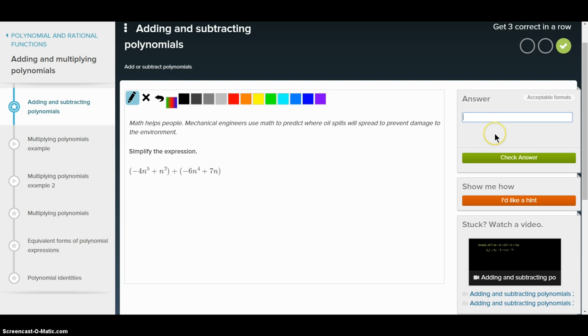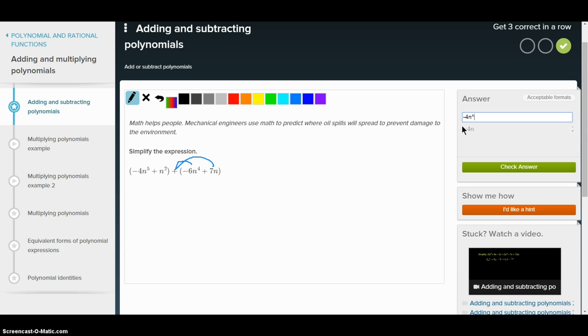Okay, let's do another one before we get bored. Alright, so this is another easy one. There's a positive here, so that means this positive gets distributed across, which means all the signs will stay the same. There are no other n to the 5th, that's the highest one, so we'll just go right to the answer box here. Negative 4n to the 5th. Alright, so we are done with that one.